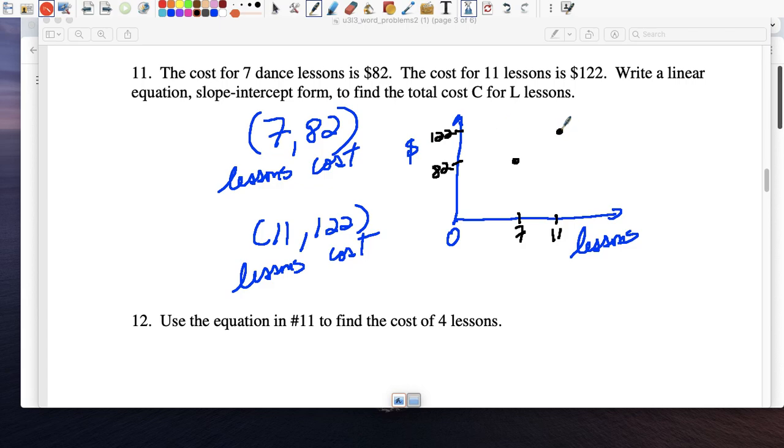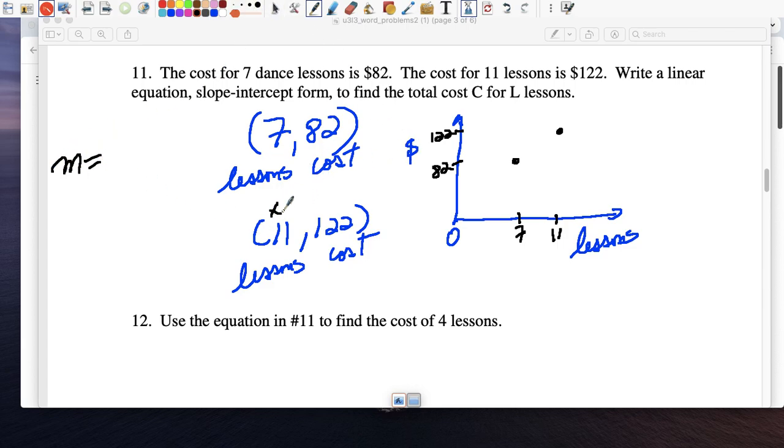So I got 2 points. I don't know if it's proportional. I don't know if it's like this, which means 0 lessons, I pay $0. Or it might be like this, which means at 0 lessons, I still pay something. Maybe a club fee, a dancing fee, shoes fee. I don't know. But we got to figure that out. We have these 2 points, and that's enough for me to find the slope, right?